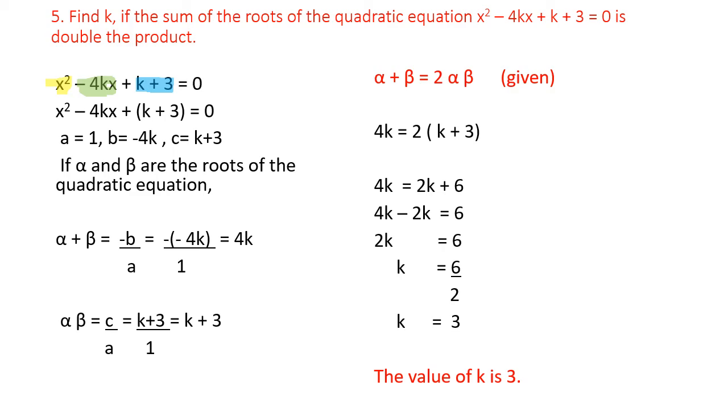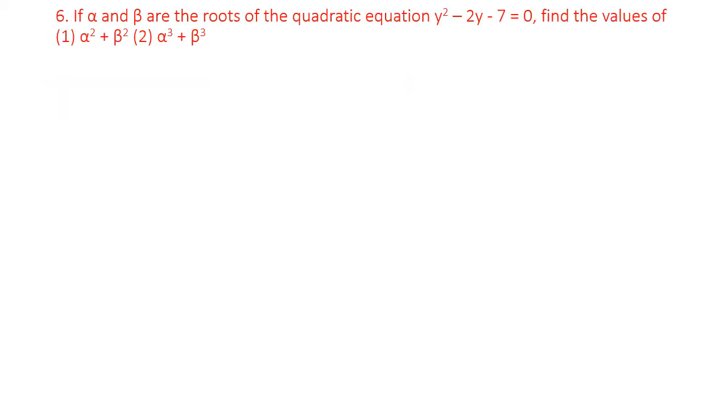Okay, next one. In the sixth sum, we have: if alpha and beta are the roots of the quadratic equation y square minus 2y minus 7 is equal to 0, find the values of alpha square plus beta square and alpha cube plus beta cube. So children, we have to find out these two things. We'll come to this later.